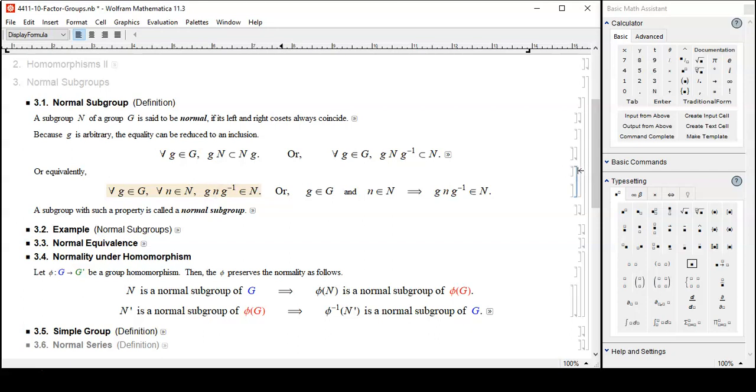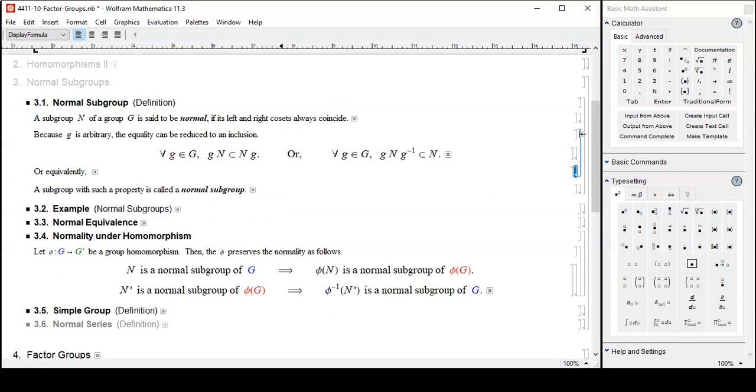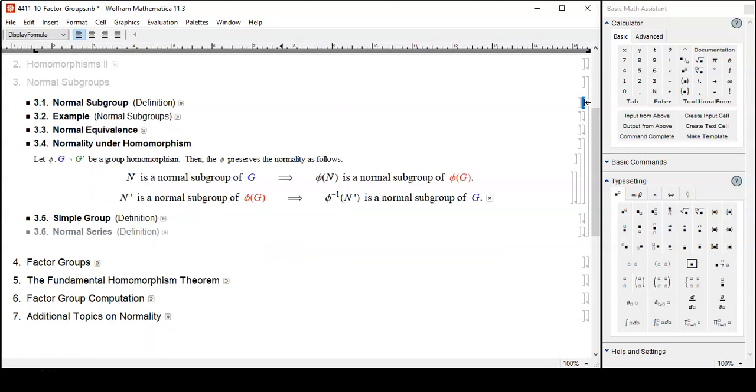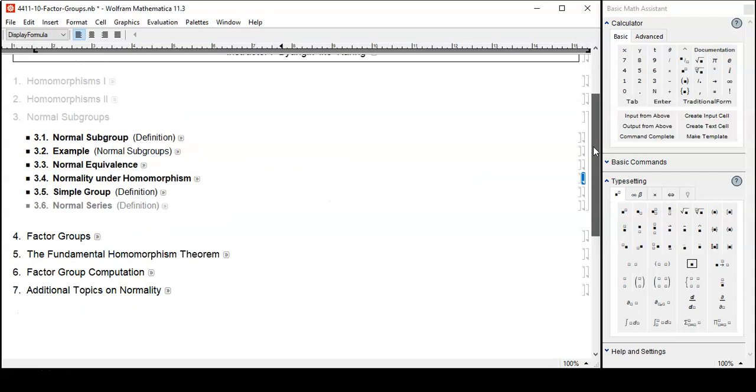So if N is a normal subgroup of G, and if there's any subgroup in between N and G, then yes, it's normal. But if you take a bigger group, G prime, then it may not be normal there.